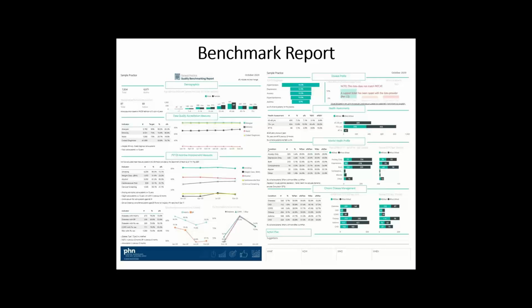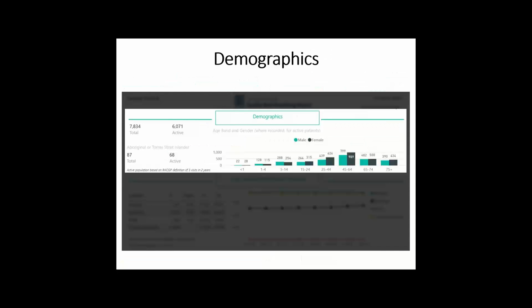This is what the report looks like. It's a 2-page report. So on the left we have page 1 and on the right there's page 2. You can see the different sections: demographics, data quality accreditation measures, PIPQI incentive improvement measures, and then on page 2 we've got disease profile, health assessments, mental health profile, and chronic disease management. So now I'll just start to tour through the different sections of the report.